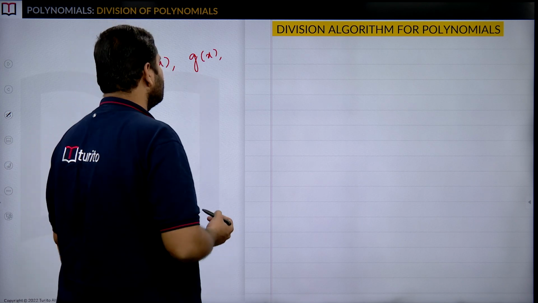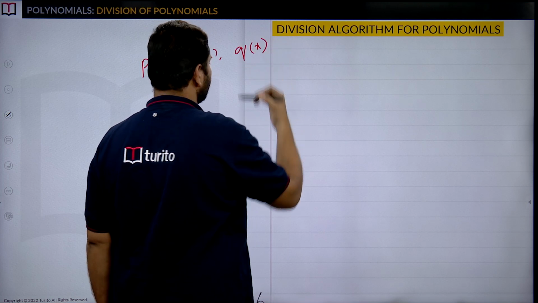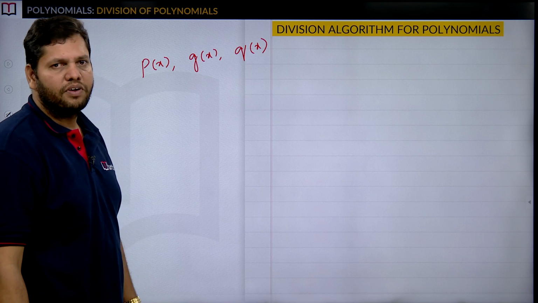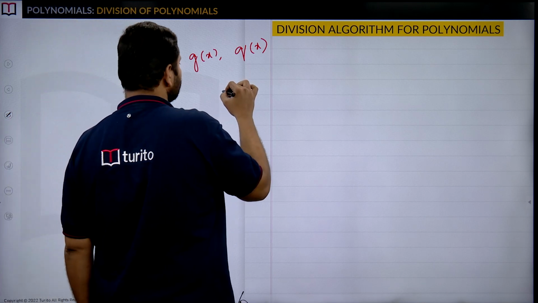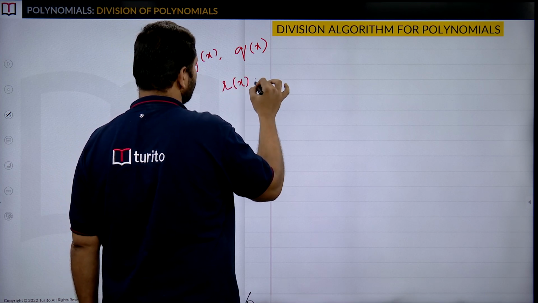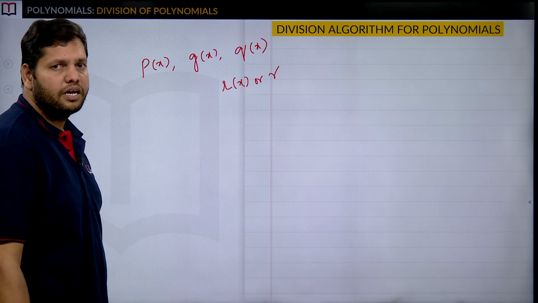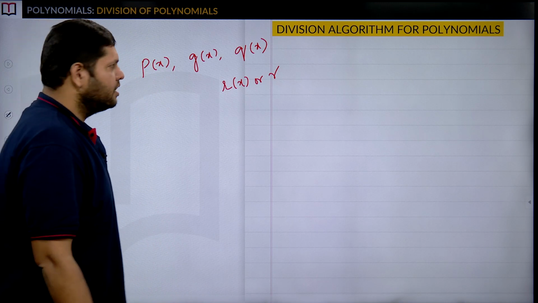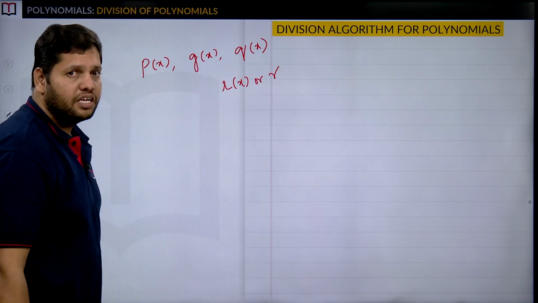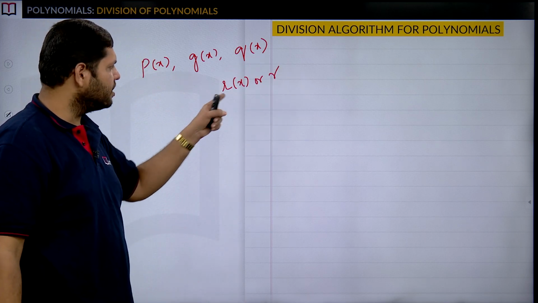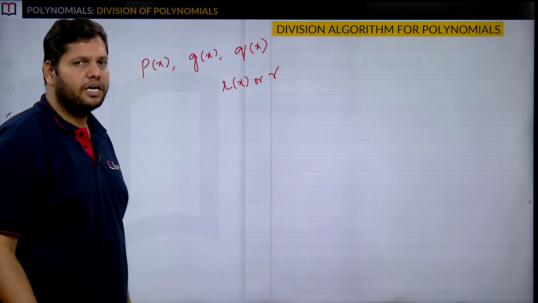When I divide by g of x, I get a quotient, q of x, and the remainder is r of x, or you can take r also. That depends upon the degree of the divisor. If the degree of the divisor is 1, we get r as the remainder. If the degree of the divisor is 2, we get r of x as the remainder. That depends upon the degree of the divisor.